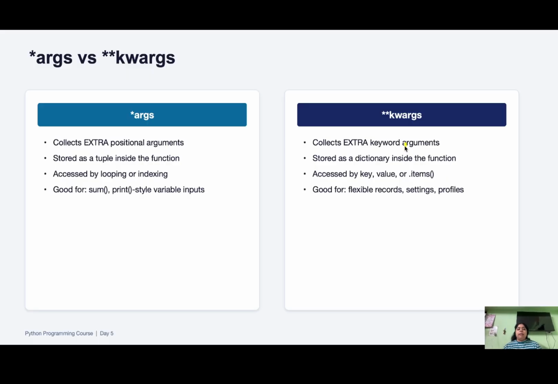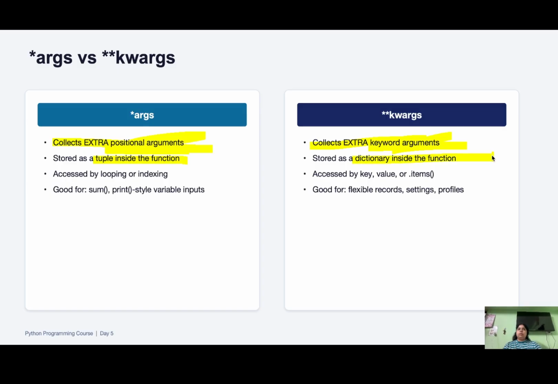In the next part, whenever you code or do anything, if you have two similar things, you have to understand the difference so that you can get a better understanding of where to use each one of them. So *args collects extra positional arguments, okay? And **kwargs collects extra keyword arguments. This is the major difference of both of them. In args, it is a tuple inside the function, and in kwargs, a dictionary inside the function.